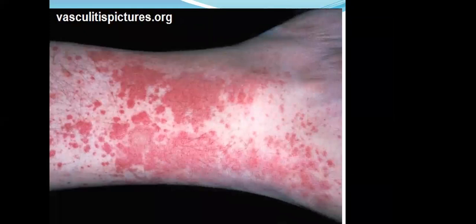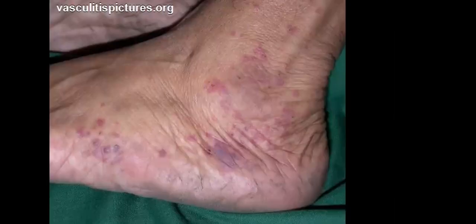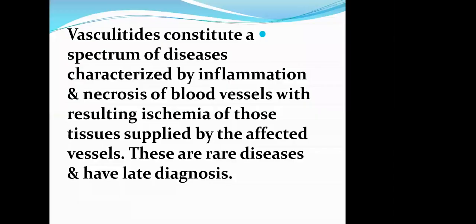These are pictures of different patients. And as you see, there is a widespread purpuric rash here and here, which is due to vasculitis. Vasculitides constitute a spectrum of diseases characterized by inflammation and necrosis of blood vessels.